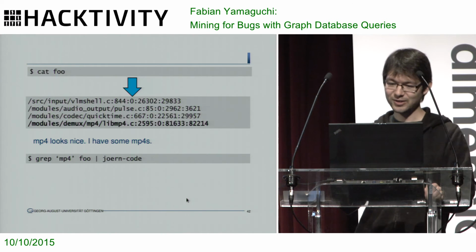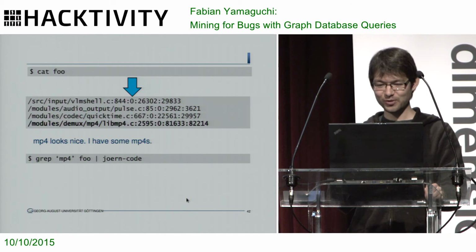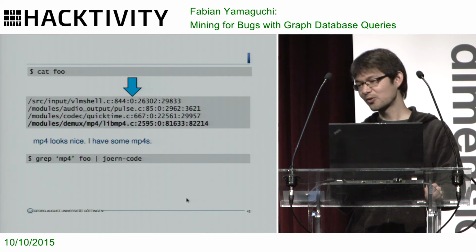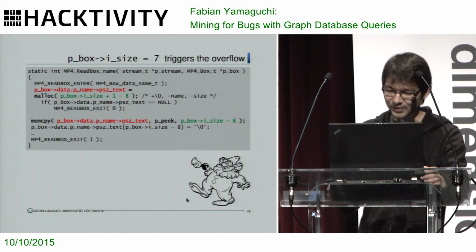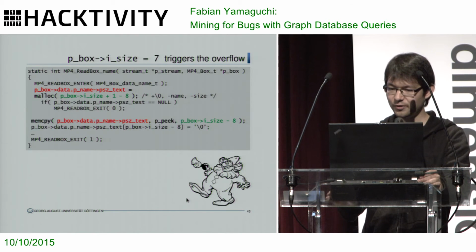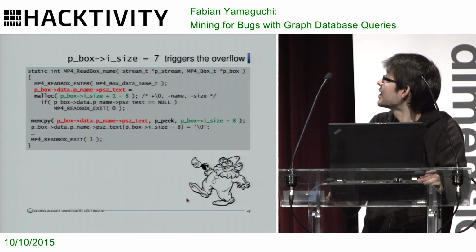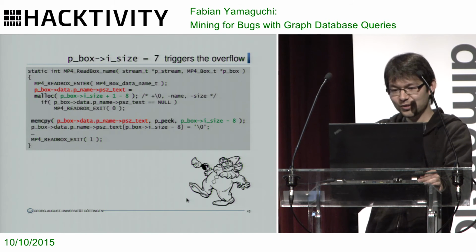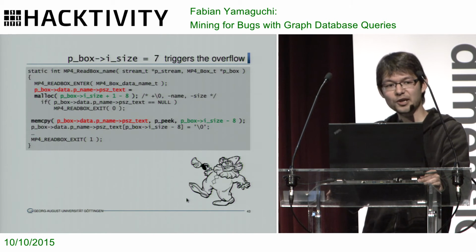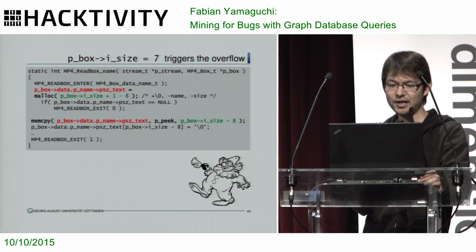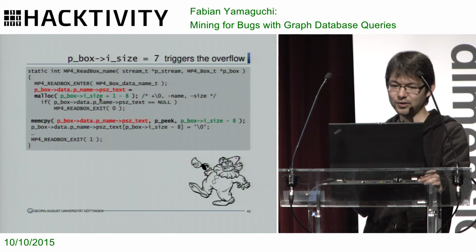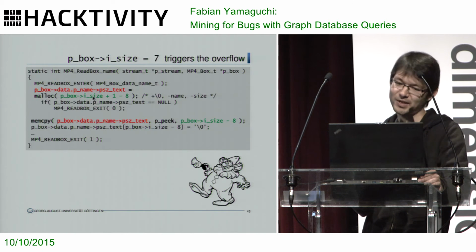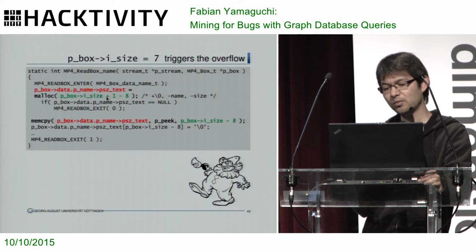All right. So grep foo for MP4 and your code, which will output the code. And this is what it outputs. And I would ask you how to trigger this bug, but it already says it. So what you see here is code to parse MP4 files. And here's your malloc, and it has an additive expression inside. So let's insert 7. Then we would allocate 7 plus 1 minus 8 is 0.